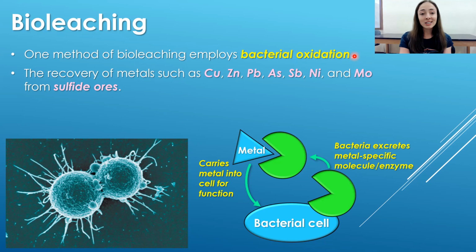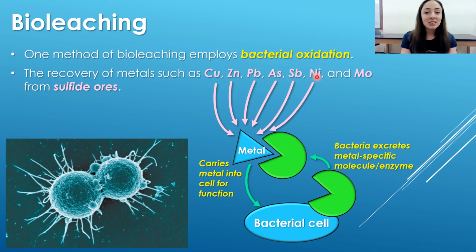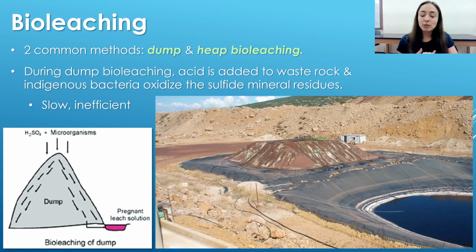Just as we talked about in the first half of this video, bacteria can oxidize pyrite, meaning they oxidize the iron and sulfide, and then the iron goes into solution. Just like this, we can also use bacteria to oxidize and put into solution metals such as copper, zinc, lead, arsenic, antimony, nickel, and molybdenum, all from sulfide ores. I'll talk today about two common methods of bioleaching. These include dump bioleaching and heap bioleaching.